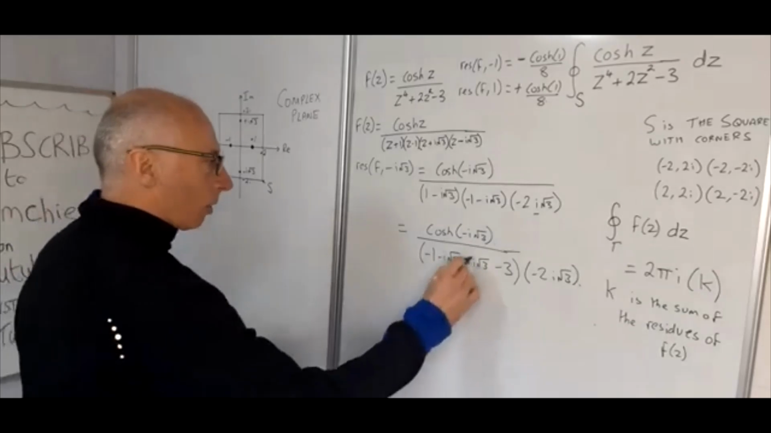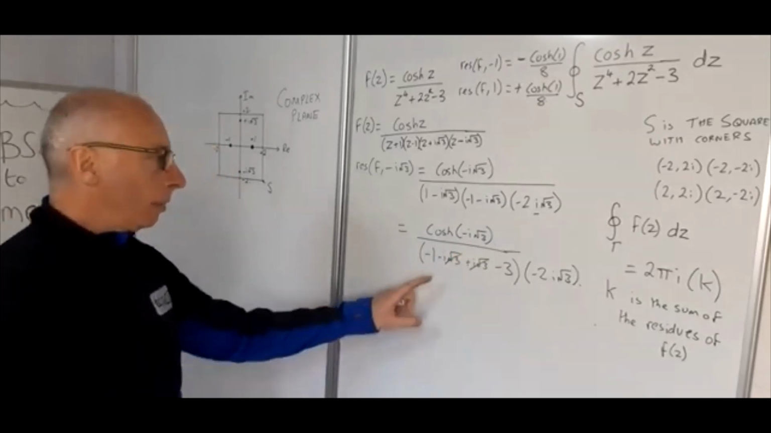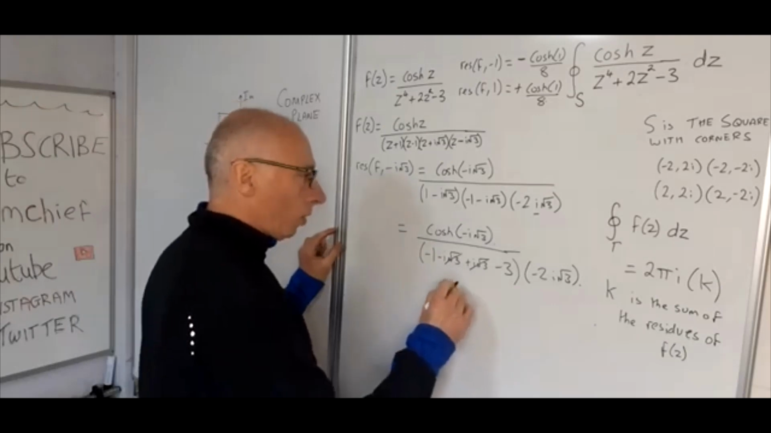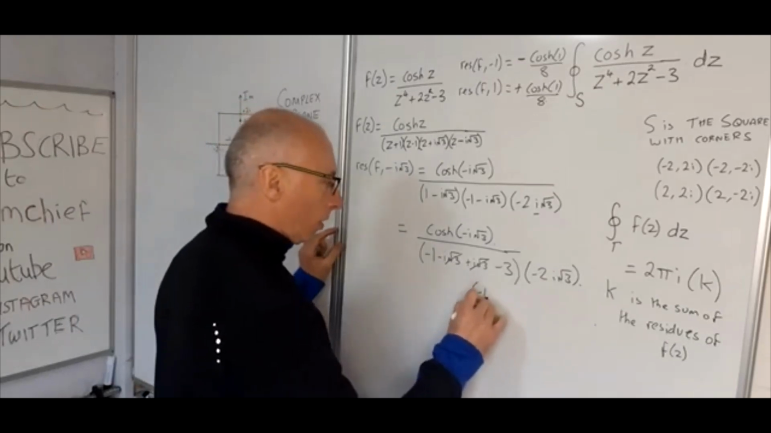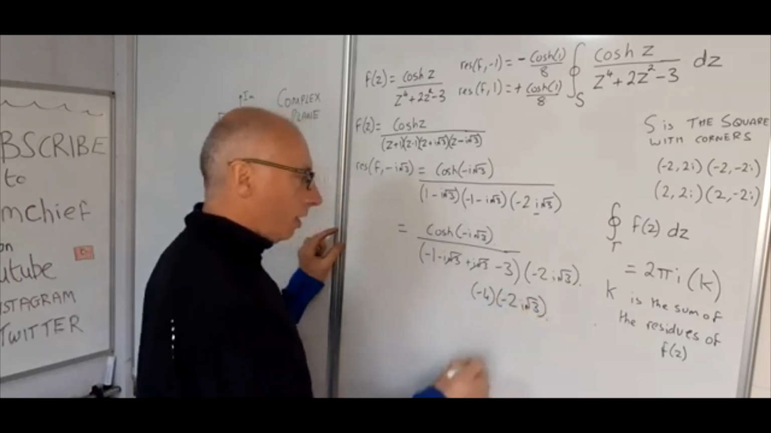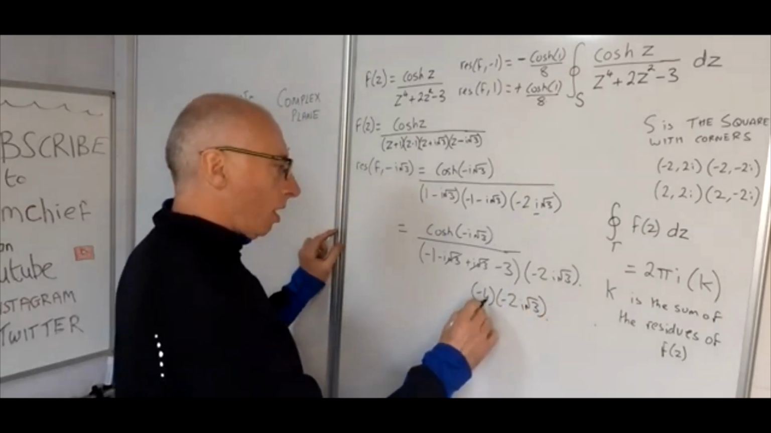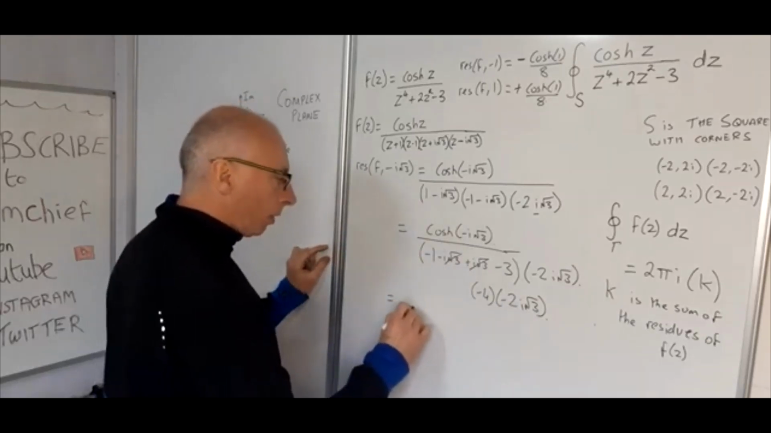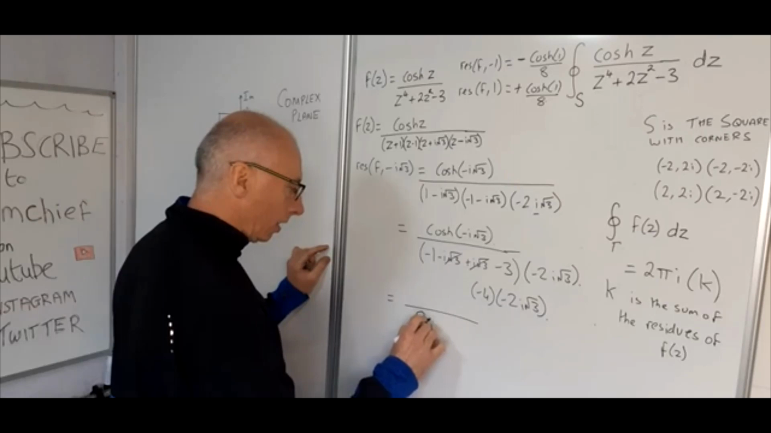So these will cancel out. That makes life a little bit easier. And then minus 1 and minus 3, that becomes minus 4. So we've got minus 4 times minus 2i root 3. This simplifies to 8i root 3. So let's put our denominator in, 8i root 3.